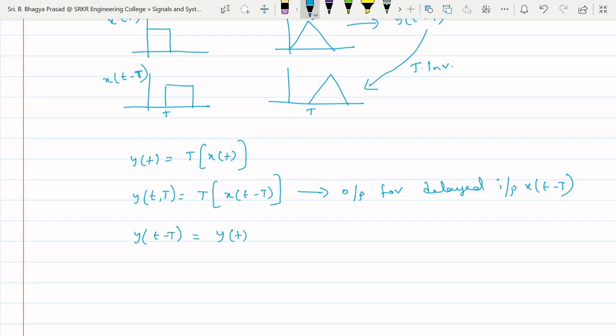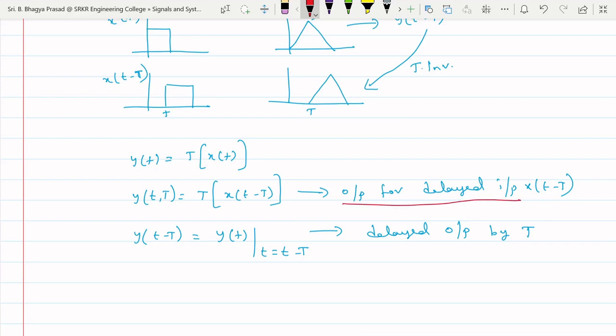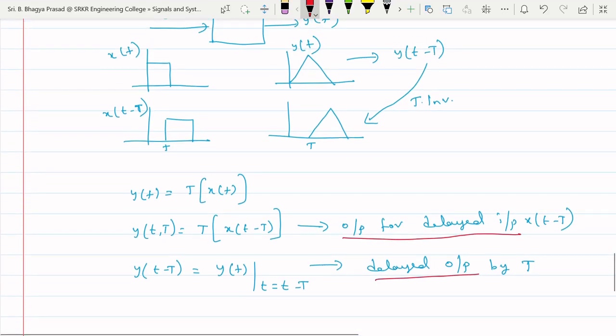Now y of t minus T is a delayed output: y of t, substituting t equal to t minus T, and this is the delayed output by T. These both are different. y of t comma T is the output for the delayed input, but y of t minus T is the delayed output. We are considering two versions: finding an output for the delayed input, and another one where we are delaying the output y of t by capital T.